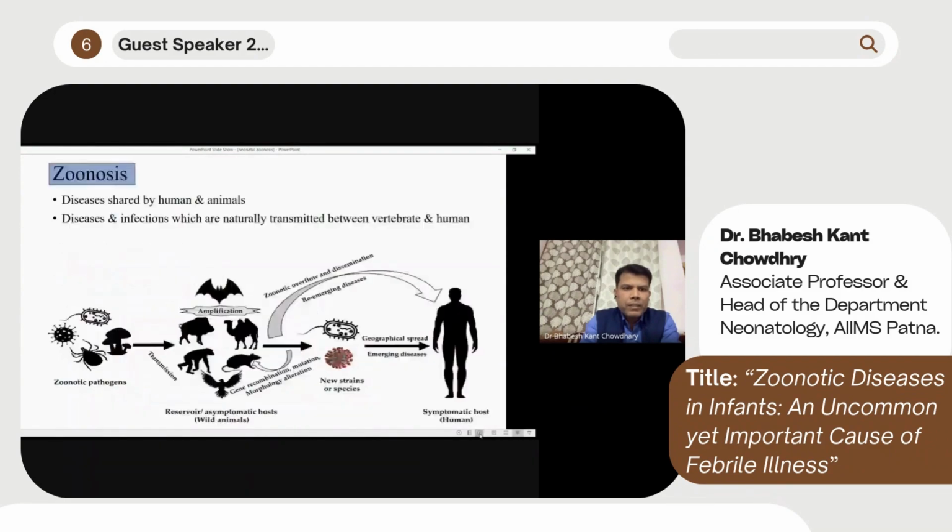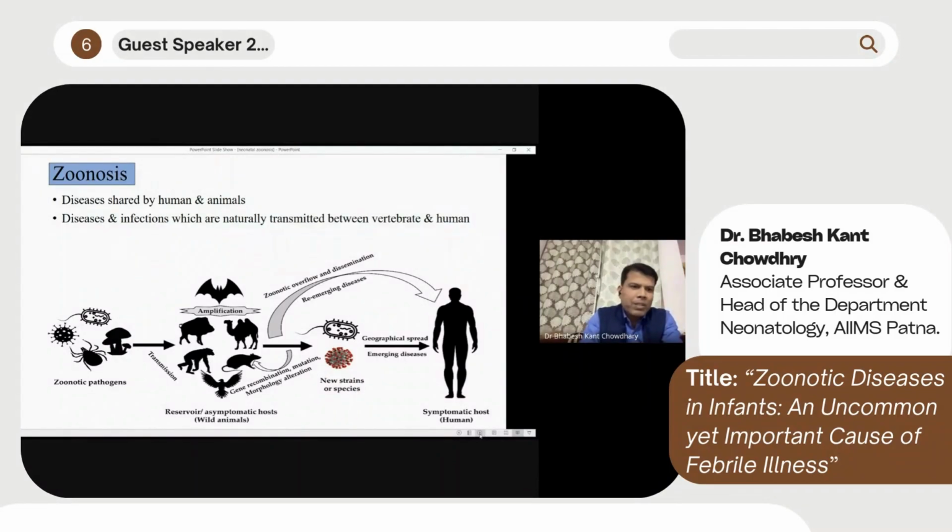Seeing all these cases, we come to know that from ancient days, humans and animals have lived together, and now with urbanization and development, this distance has narrowed. So humans and animals live together, sharing diseases with each other. Zoonosis is in fact a disease which is common in animals, and from there it comes to humans and infects us.